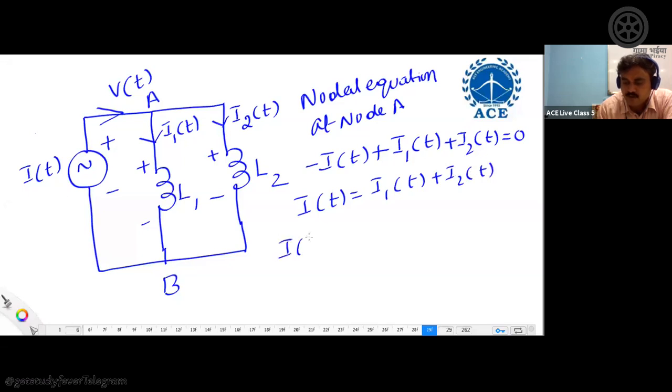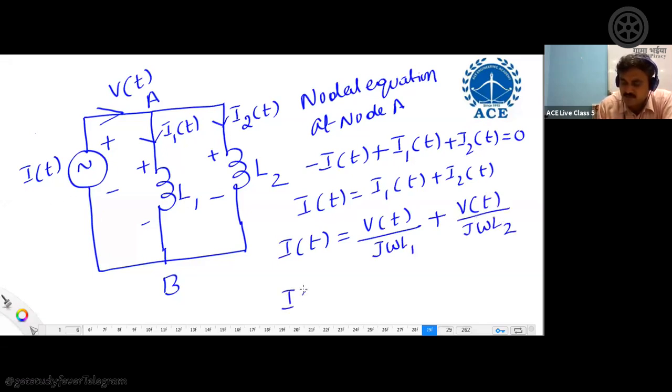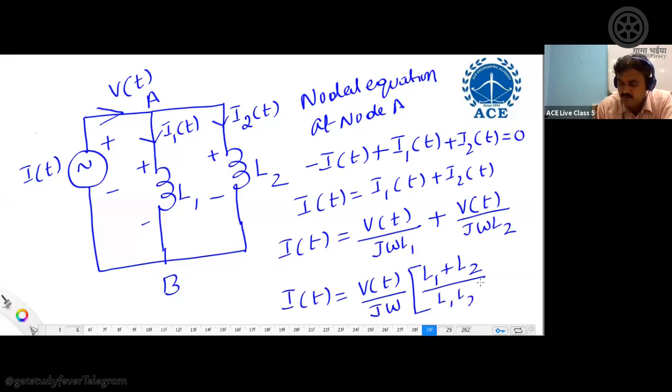So what is I of t? I1 of t we can express as V of t divided by j omega L1. Current is the ratio of voltage to impedance, plus I2 of t is again V of t divided by j omega L2. So you can express I of t as V of t divided by j omega into 1 by L1 plus 1 by L2. You can write it as L1 plus L2 divided by L1 L2. So what will be the equivalent inductance when you take two inductors connected in parallel?